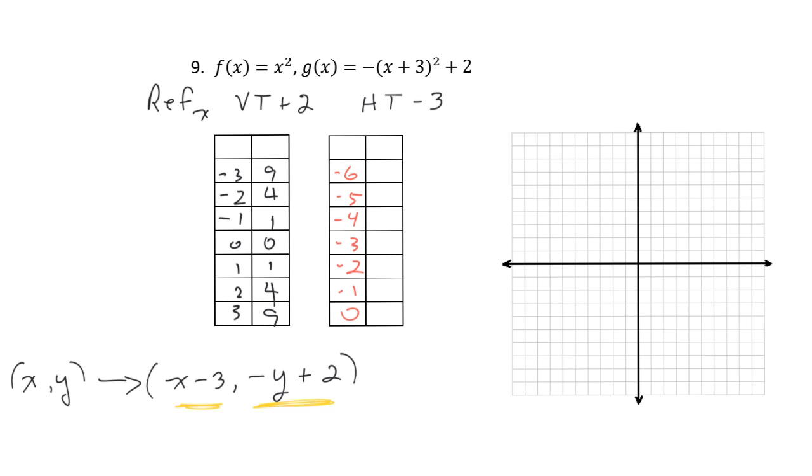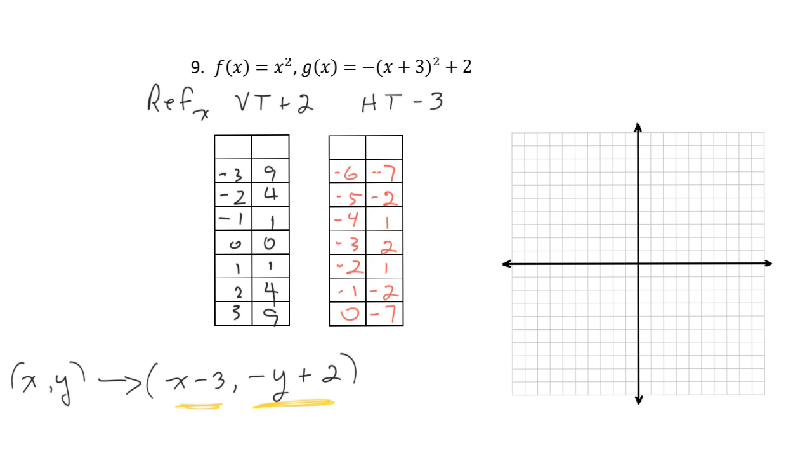And then -y plus 2 means I'm taking the y values, I'm making them negative because of the reflection, and then I'm adding 2 to them. Okay, so I've got -9 plus 2, which gives me -7. -4 plus 2 is -2. -1 plus 2 is +1. 0 plus 2 is 2. And then it's the same because it's still going to be symmetrical.